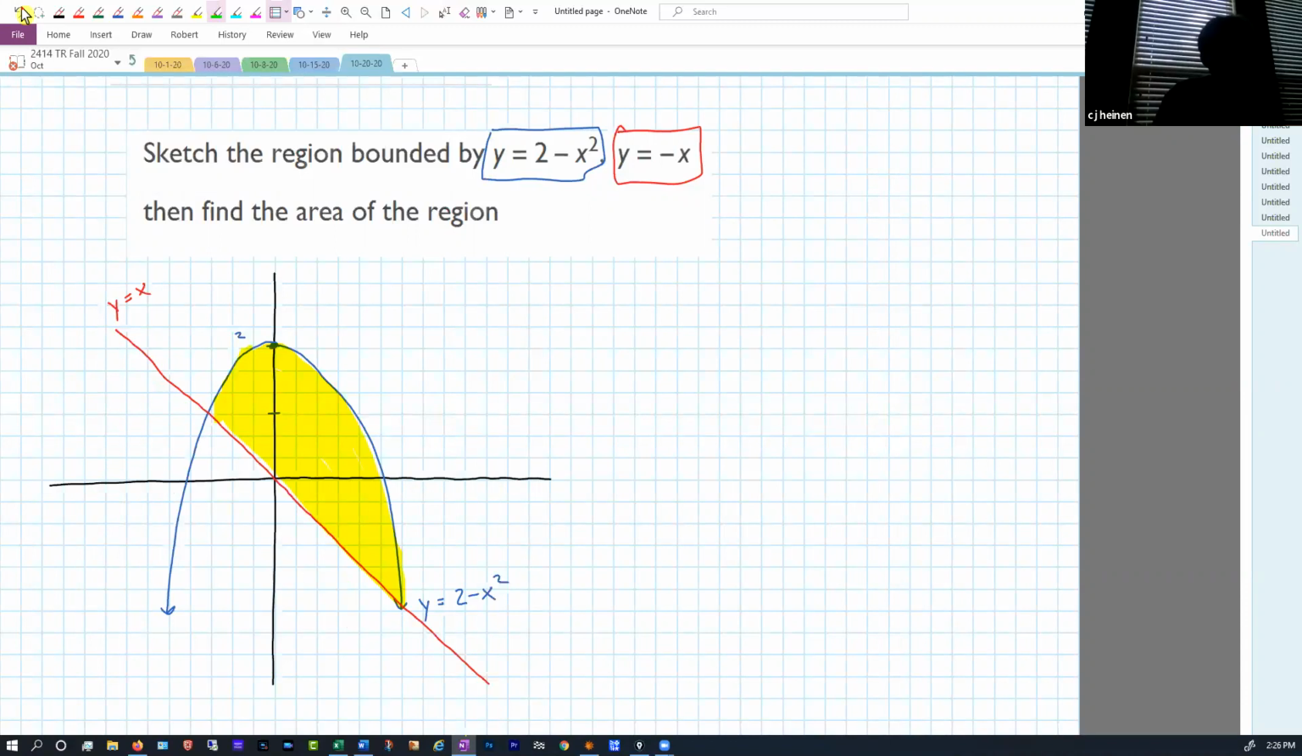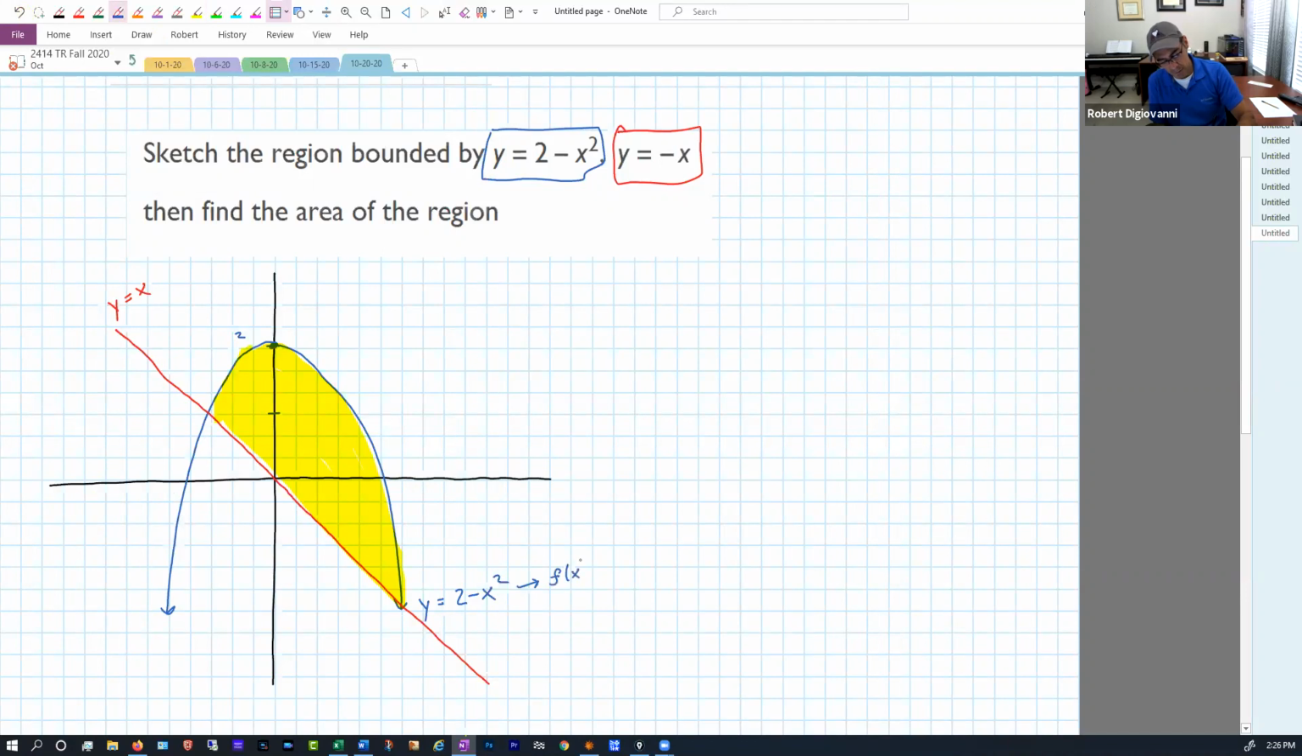So if I needed to, I could label this one as my f of x. In other words, this is my top function. And then this one right here, I can label this g of x. Oh, that should have been a negative on that, sorry. And that's the bottom function.